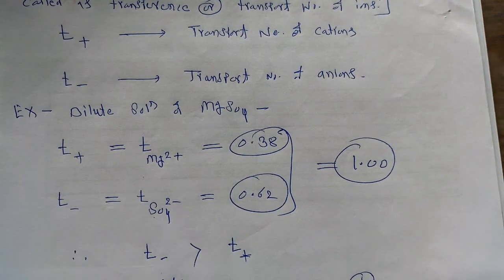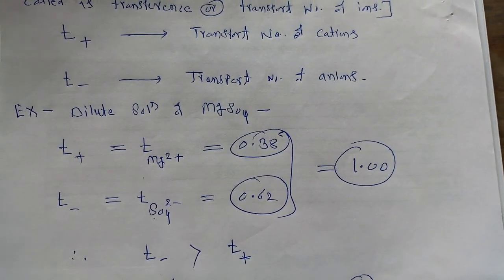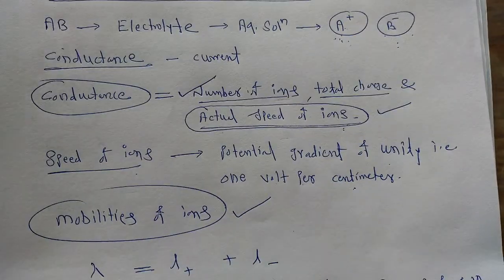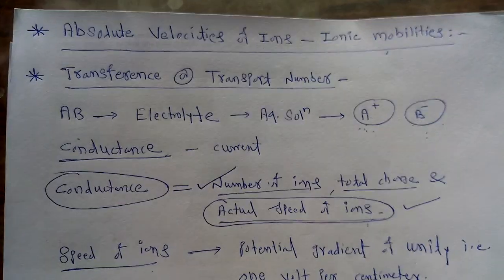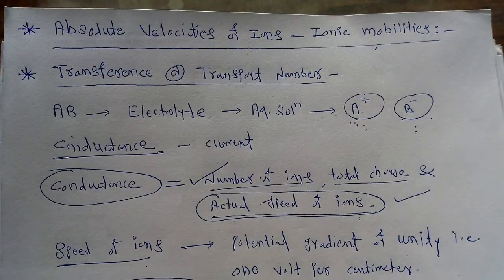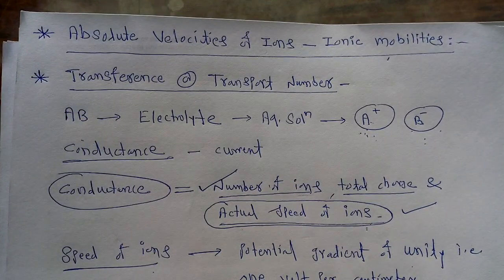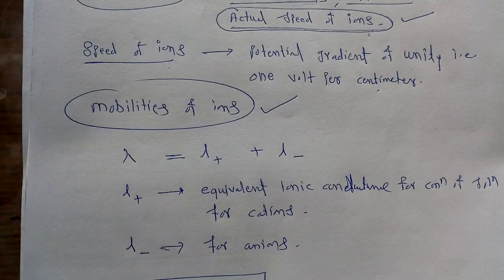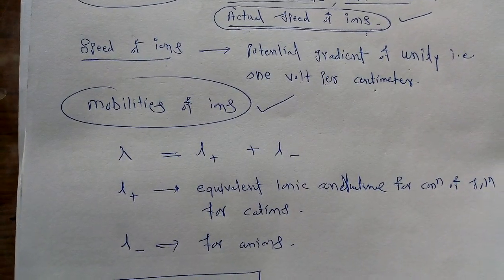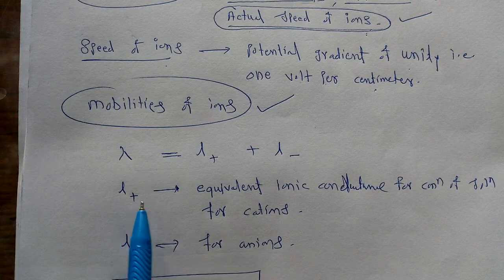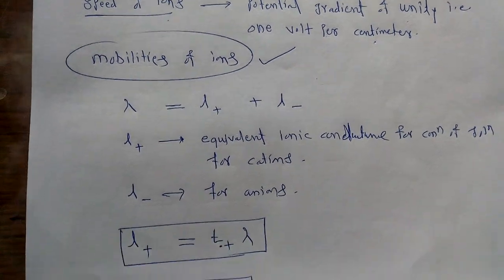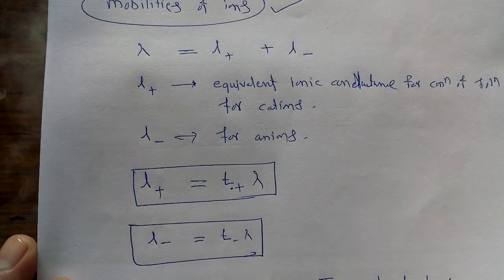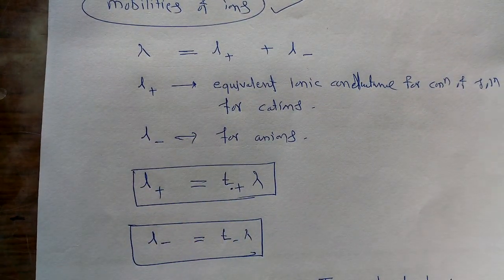So in the current lecture we studied two important concepts for the electrolytic solution. The first important concept is the absolute velocity of ions, or ionic mobilities: how the current can be carried by a particular electrolytic solution in terms of conductance. For this purpose we have to take into consideration the speed of the ions, that is nothing but the mobilities of the ions, and for these mobilities we have to take into consideration the equivalent ionic conductance, that is, lambda plus and lambda minus for cations and anions, and from this we may calculate the ionic conductance of the ions by using their transport number and equivalent conductance.